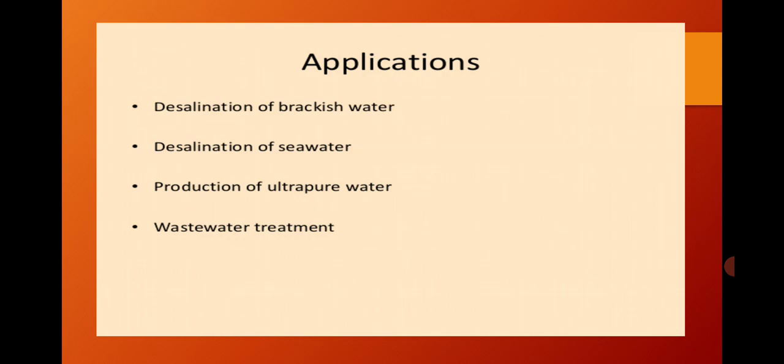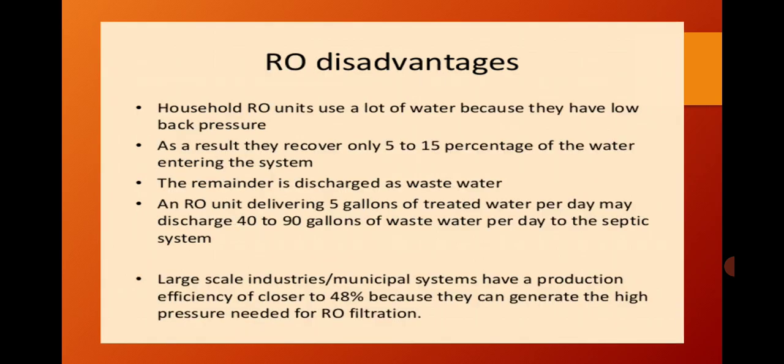Now let us see the applications of reverse osmosis. It can be used for desalination of brackish water, desalination of seawater, production of ultra pure water and also wastewater treatment. Now RO also has some disadvantages. Let us look into it.